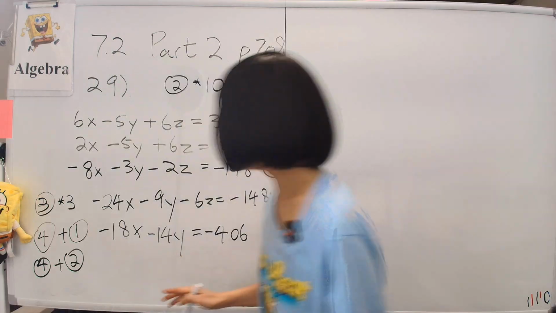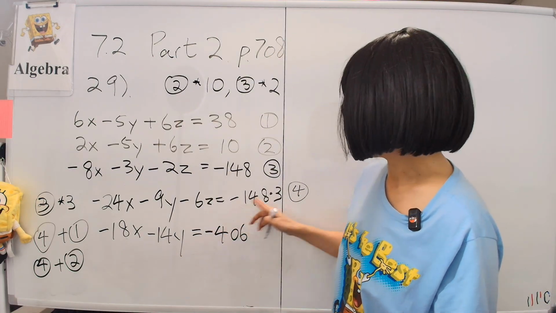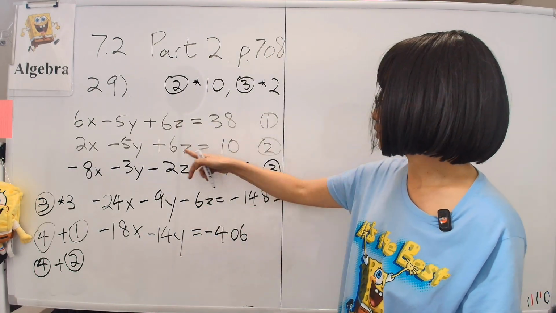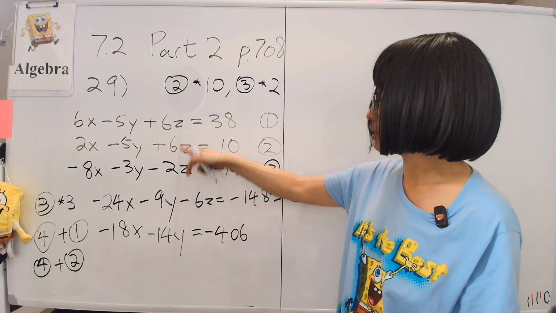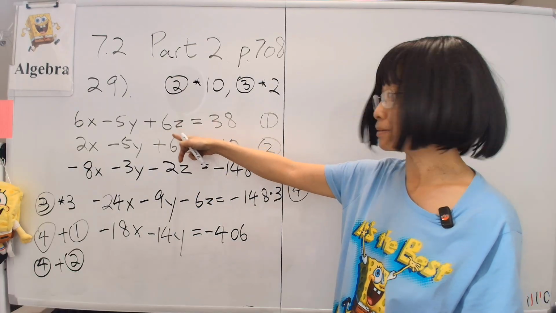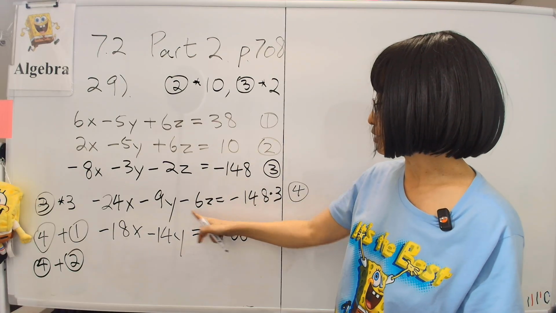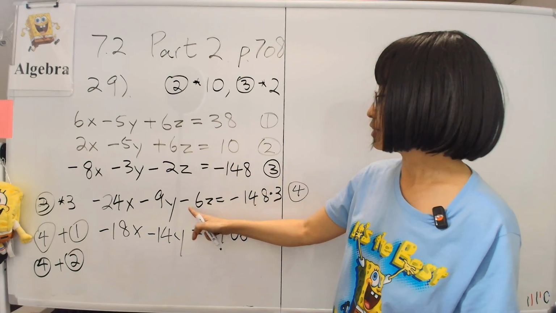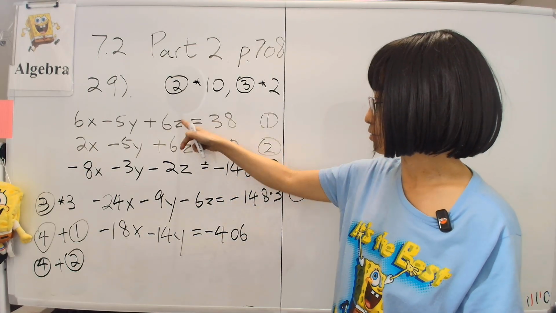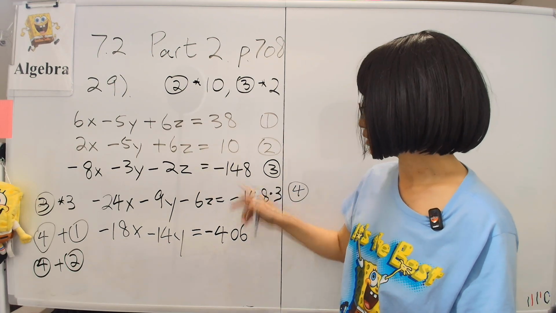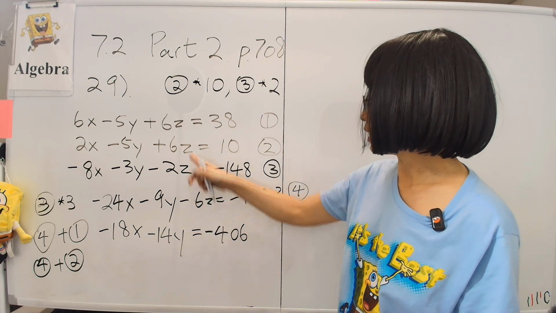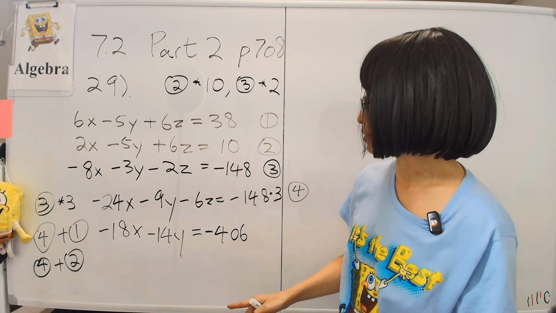Equation 4 plus equation 2. The reason is because equation 4 has a minus z. Equation 2 also has a minus z. Earlier we added to equation 1, it has a minus 6z. Now equation 2 also has a minus 6z. So equation 4 plus 6z. So equation 4 has a minus, so that will cancel out with equation 2, which is why we're doing this. So 4 and 2, we're going to add them together.